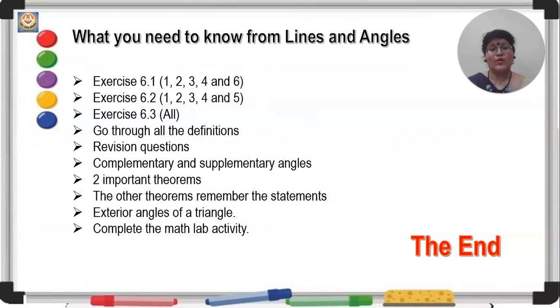Okay, so students, I want you to remember these points from lines and angles. Do all these sums carefully. Do your homework questions that were given in the earlier video lessons. And in the next video lesson, we start off with a new chapter, triangles, that is chapter number 7.